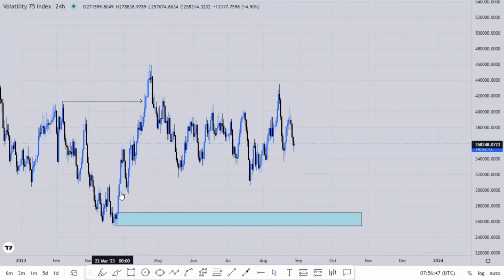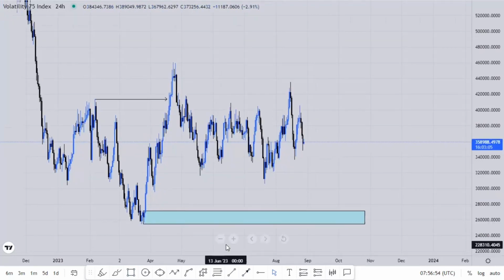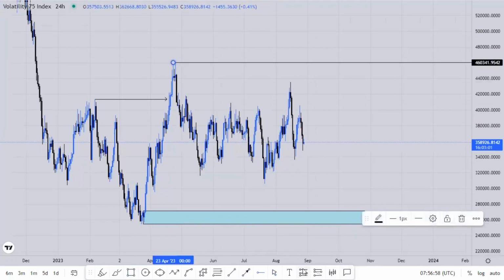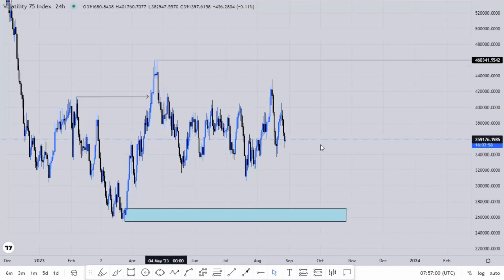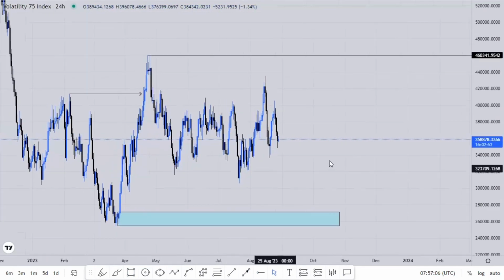And you can notice just above that untapped demand, there's also an inducement that will be collected from the bottom there. So once we enter the swing buys there, the first target is that highest point there. So this is the current range that we are looking at on volatility 75 for this entire week.